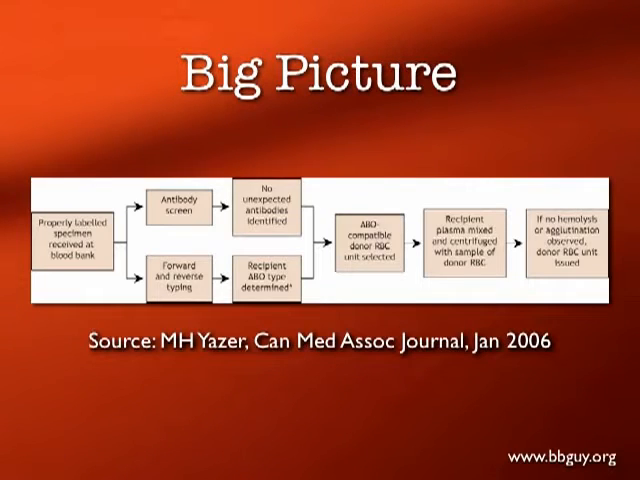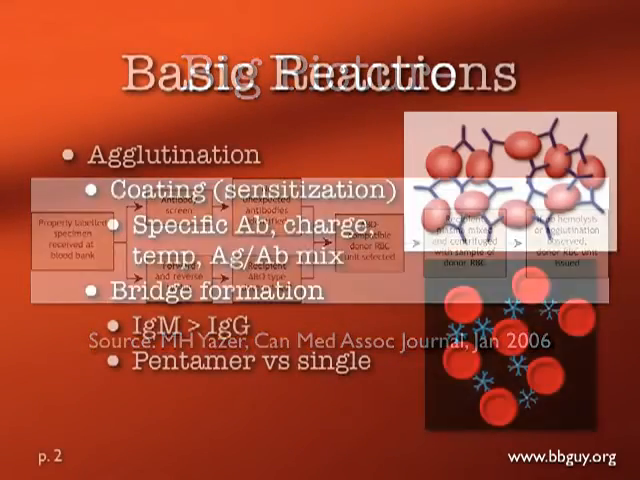This is another way to look at it, from an article in January 2006. Basically, you receive a properly labeled specimen at the blood bank. You do the ABO testing on the bottom of that fork in the road, antibody screen at the top. If there are no unexpected antibodies, and if you determine the type appropriately, then you select an ABO compatible donor unit, do a cross-match, recipient plasma mixed and centrifuged with a sample of donor red cells, and then issue the unit. That's the general outline of how it's done and has been done for years. There are some variations on that we'll talk about momentarily.